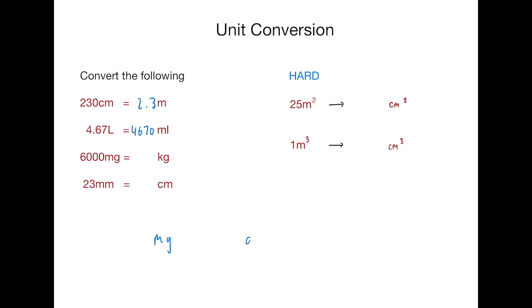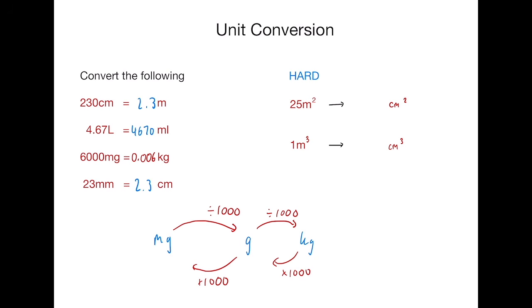So milligrams to grams to kilograms. If we're going from milligrams into grams, we divide by 1,000. If we're going from grams to kilograms, we divide by 1,000. If we go the opposite way, we are multiplying by 1,000 instead. So always remember, kilo, the word, means 1,000, because 1 kilogram is 1,000 grams. So 6,000 milligrams, we actually want to divide by 1,000,000 in total. That's going to be 0.006 kilograms. And finally, 23 millimeters is going to be 2.3 centimeters.